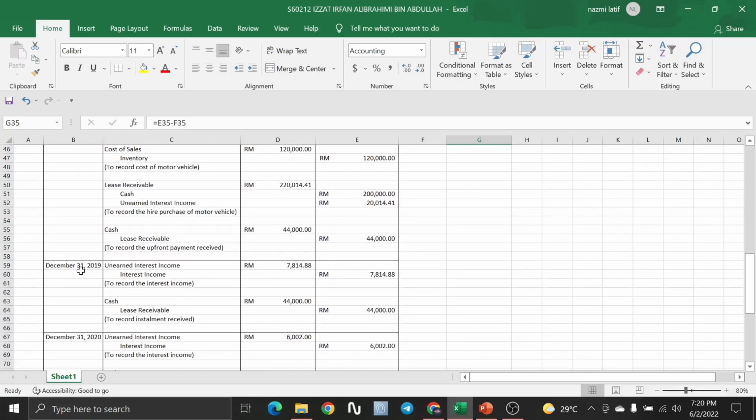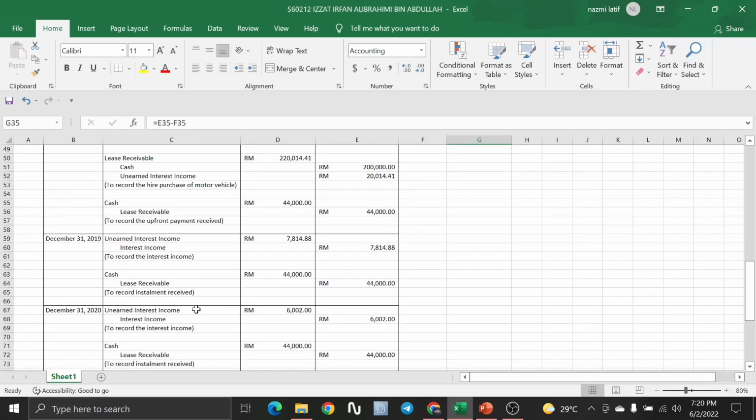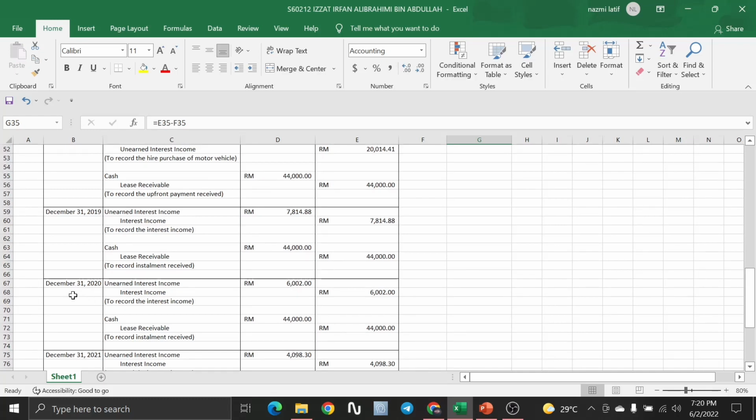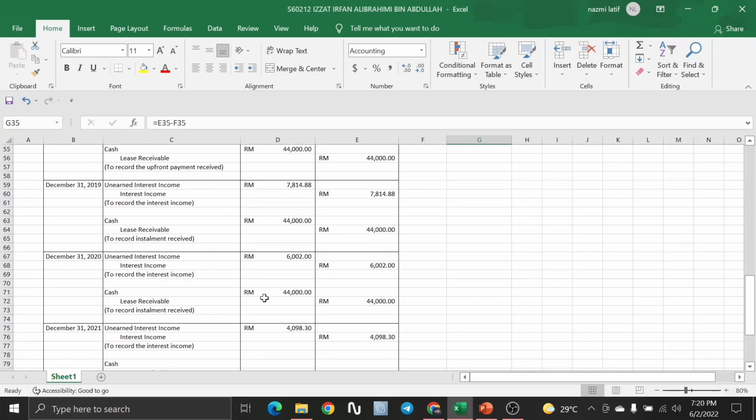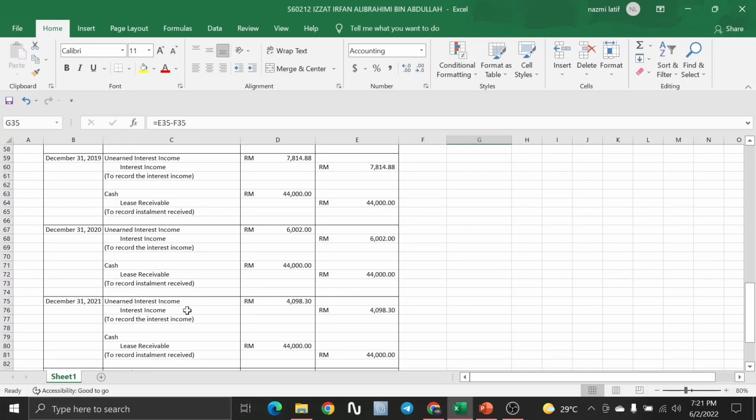December 31st 2019, unearned interest income debit RM7,814.88, interest income credit RM7,814.88, debit cash RM44,000, lease receivable credit RM44,000. December 31st 2020, unearned interest income RM6,002, credit interest income RM6,002, debit cash RM44,000, credit lease receivable RM44,000.